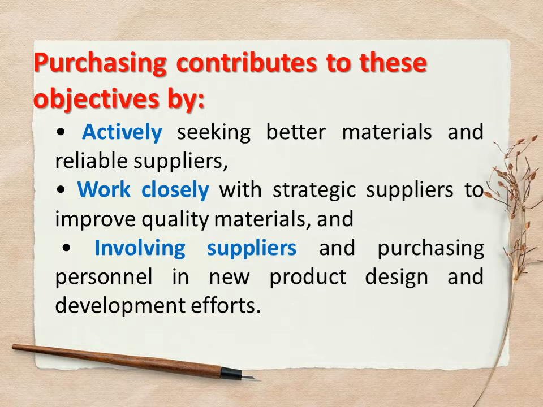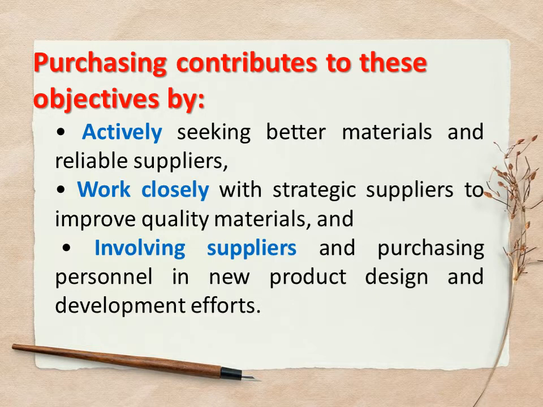By actively seeking better materials and reliable suppliers. So those in purchasing, the purchasers, keep searching for better suppliers, suppliers that produce or sell good quality materials, and they are considered reliable, meaning you are not the type who says you will deliver, only to find out that nothing was delivered. Again, next is work closely with strategic suppliers to improve quality materials.